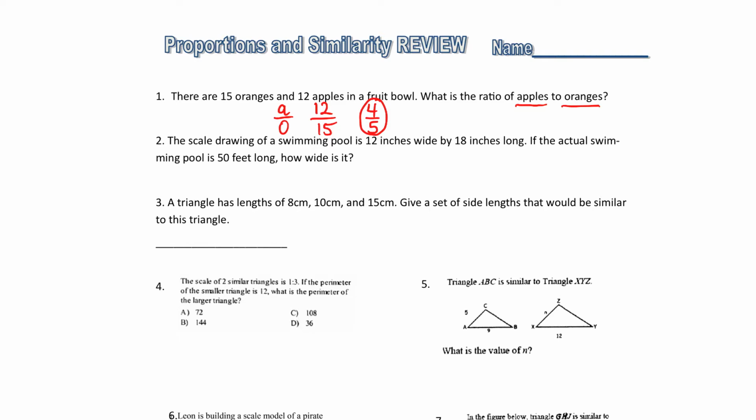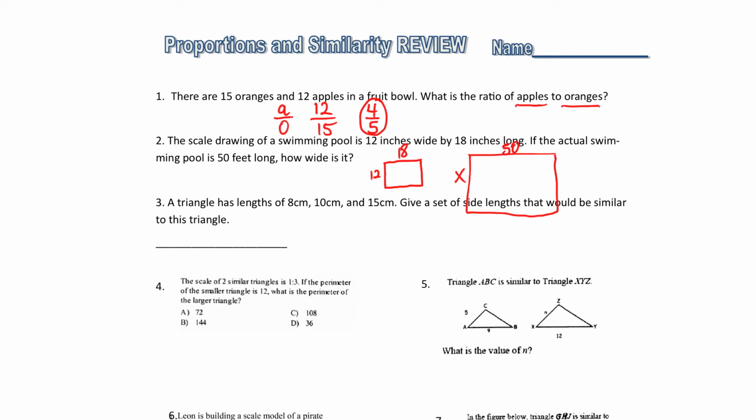Okay, number 2 talks about this swimming pool. And you're going to have a few problems like this on your test where it's talking about it. Especially a swimming pool, very easy to draw. Make sure you draw the picture. It'll help out a whole lot, okay? So we've got this swimming pool. It's 50 feet long. And the scale drawing is 12 wide, 18 long. Then on the real one, obviously I can't keep it to scale, but it's going to be 50 long, and we're looking for the width.